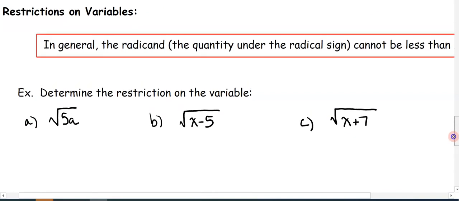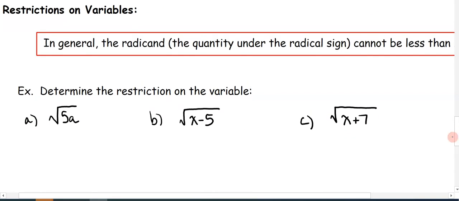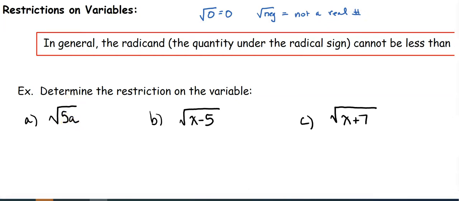One last little piece is we need to remember about restrictions on our variables if we have numbers or variables inside your radical, or we call that the radicand. Okay, so if we have 5 times a, for example. Remember, can we take the square root of 0? Yeah, it's 0. But we cannot take the square root of a negative. That is not a real number. But anything 0 and above is okay. So what kind of values for a would make this negative?